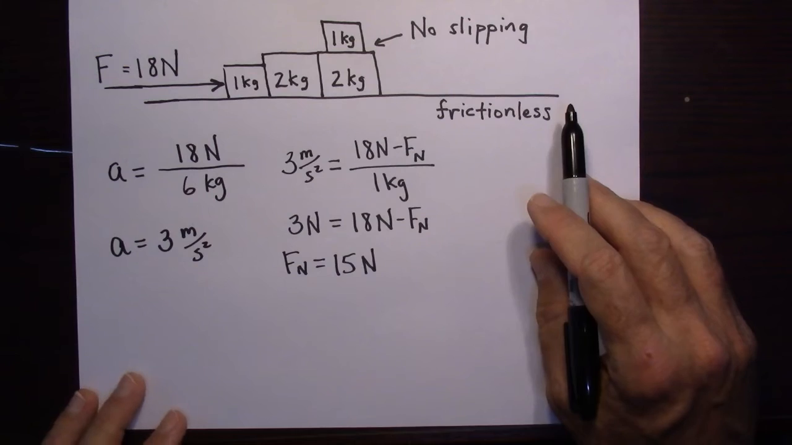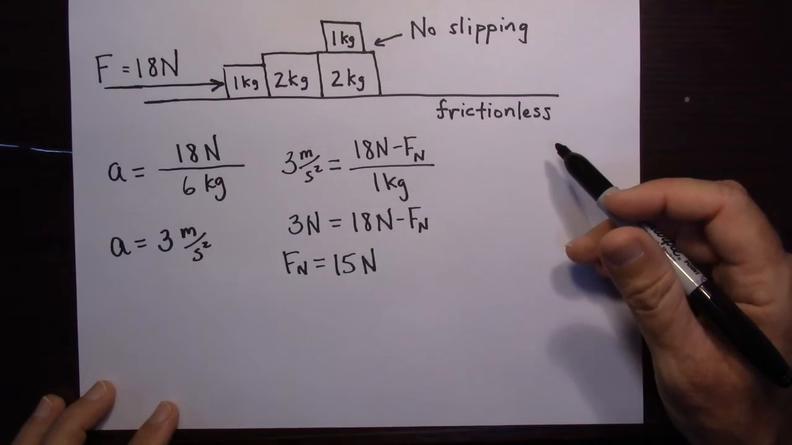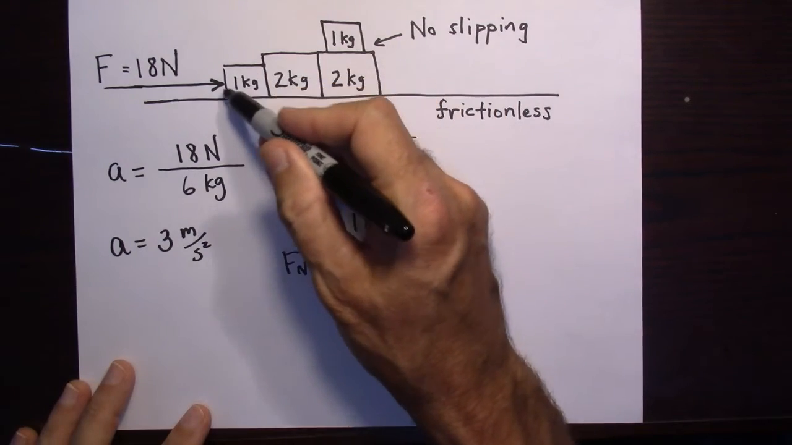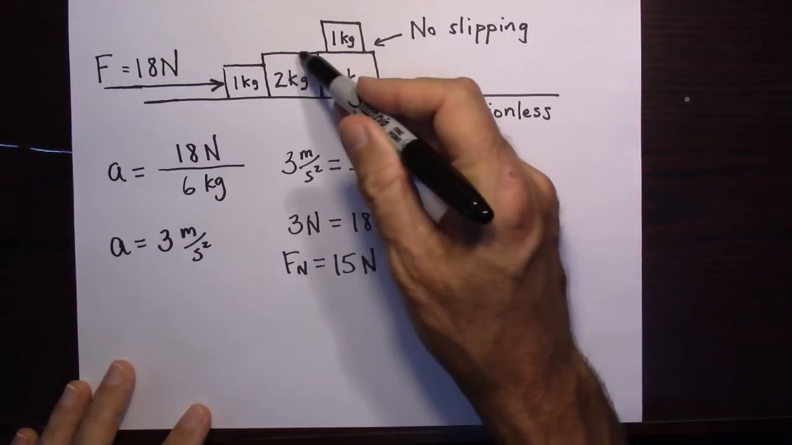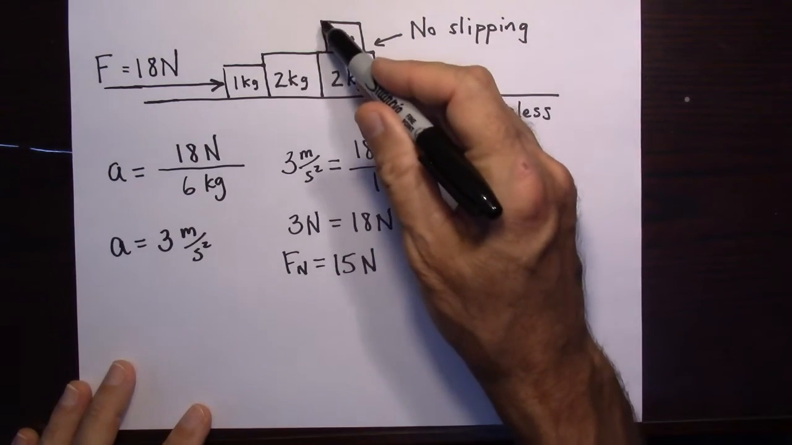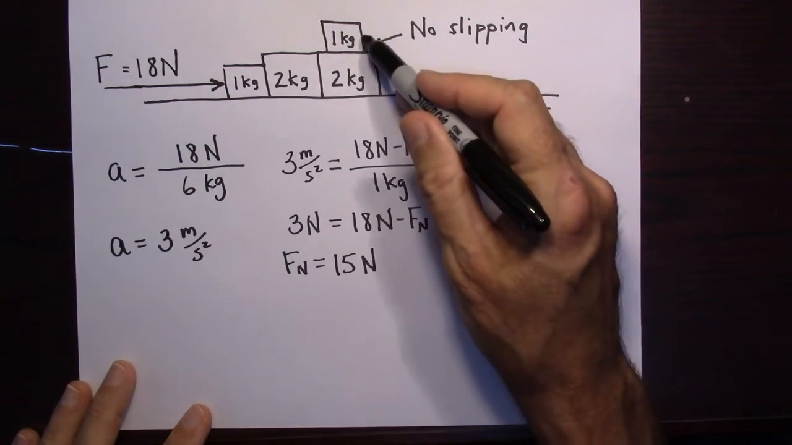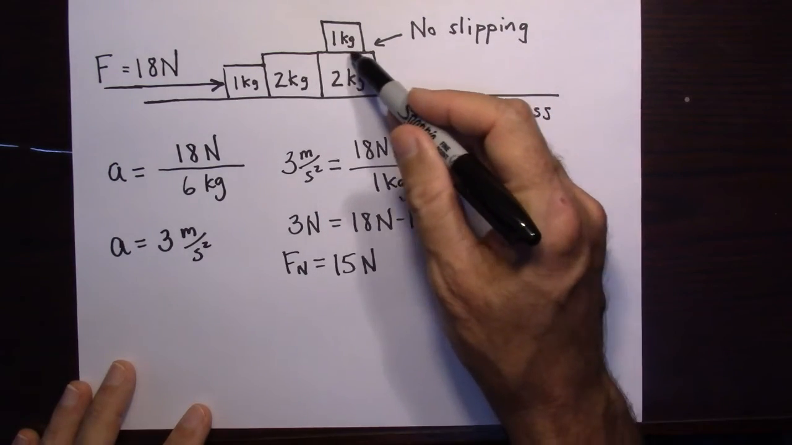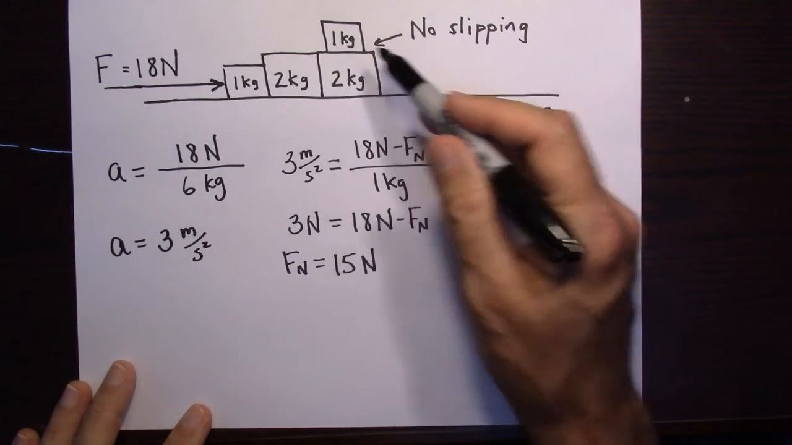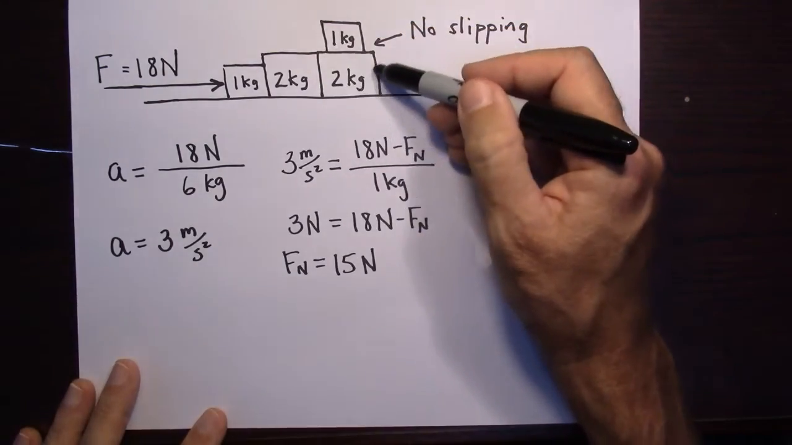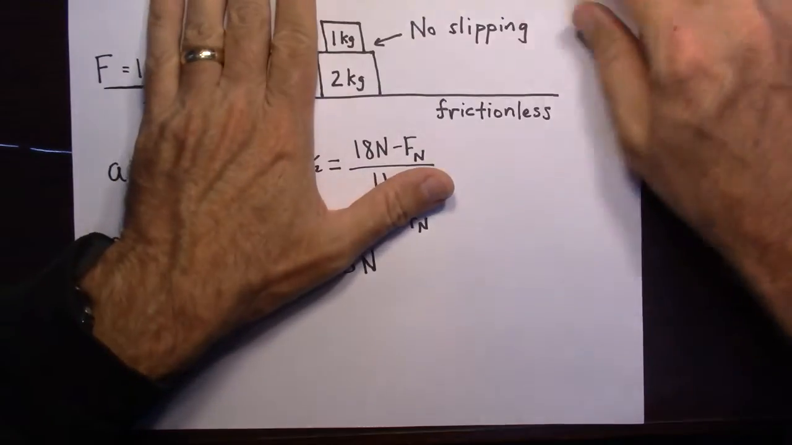Okay, so there's a bunch of ways you can do this. Maybe you could choose this system. That would work. You could choose this system. That would work. You could choose this system. That would work. Probably wouldn't want to choose this system because you don't know the force of friction from that yet. Alright, so I'll choose this system. That's going to be my system. I'm only looking at that.